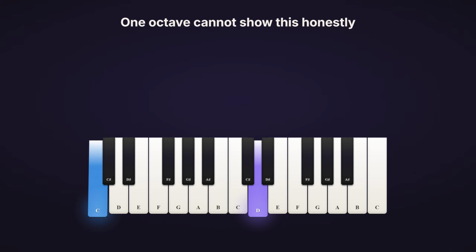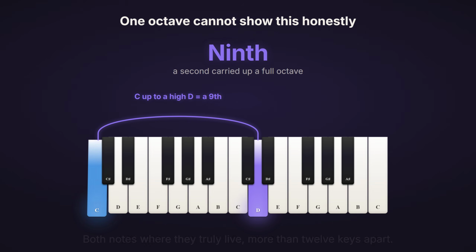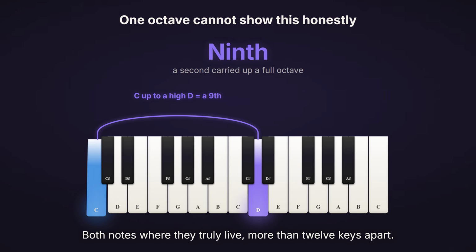Played together, those 2 notes are not a second apart. They are a 9th. Count it through if you like. C up to the next C is an octave, that is 8, and then 1 more step to D makes 9. Listen to how wide and open that 9th sounds compared to 2 notes squashed right next to each other. The same 2 letters, C and D, but a world away in feeling.